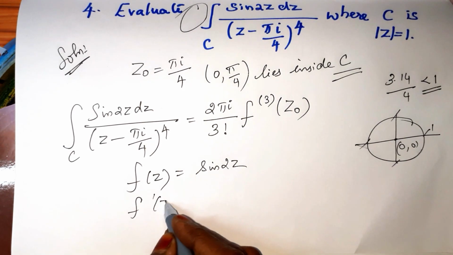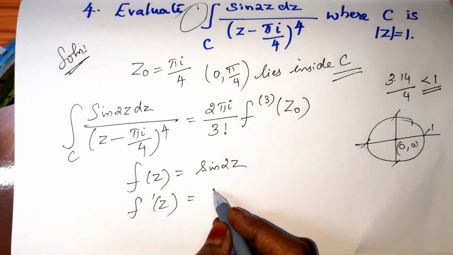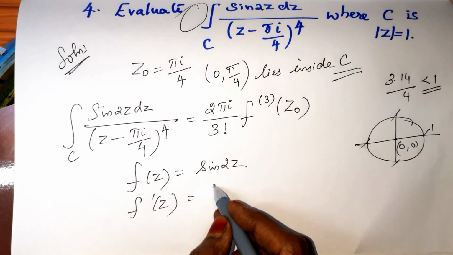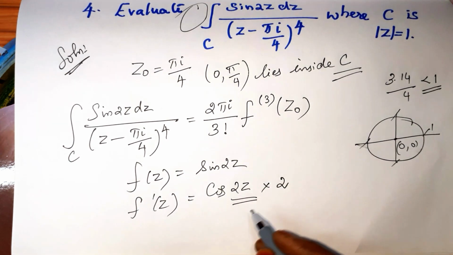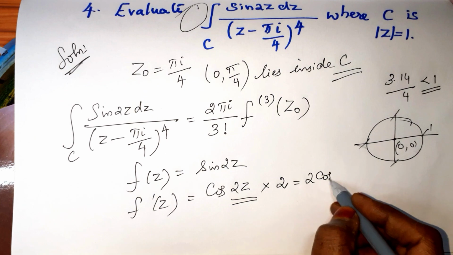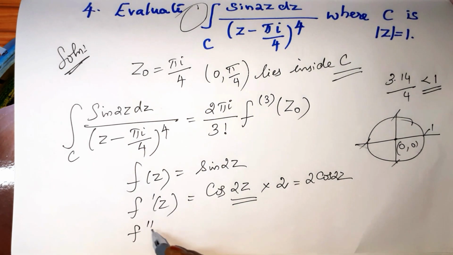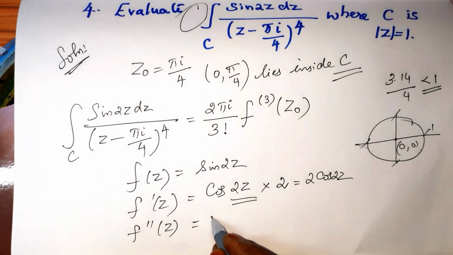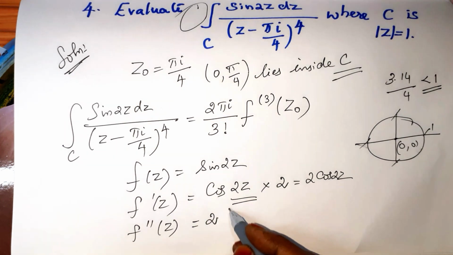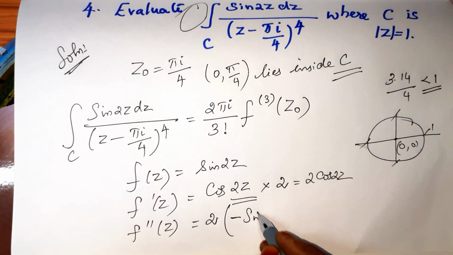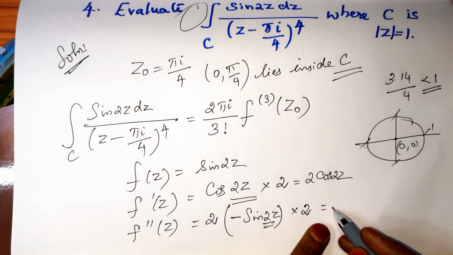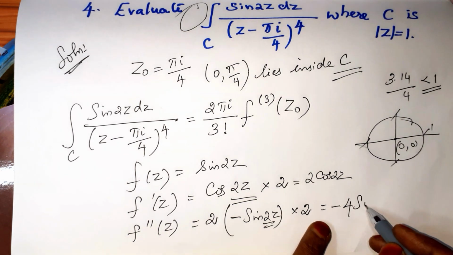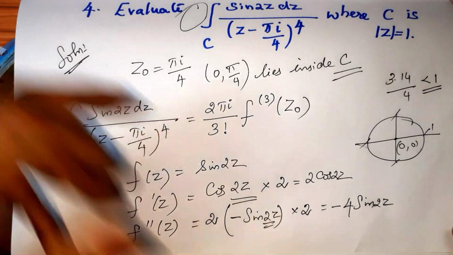What is f dash of z? We have to differentiate this once. When we differentiate sine 2z, it is cos 2z, and this 2z has to be differentiated, so into 2. So it is 2 cos 2z. The second derivative, f double dash of z, means already we have a constant 2. Cos 2z, when we differentiate, it is minus sine 2z into 2 again. So it is finally minus 4 sine 2z.